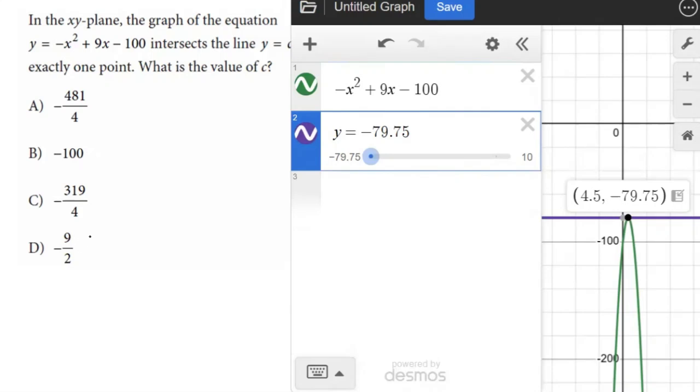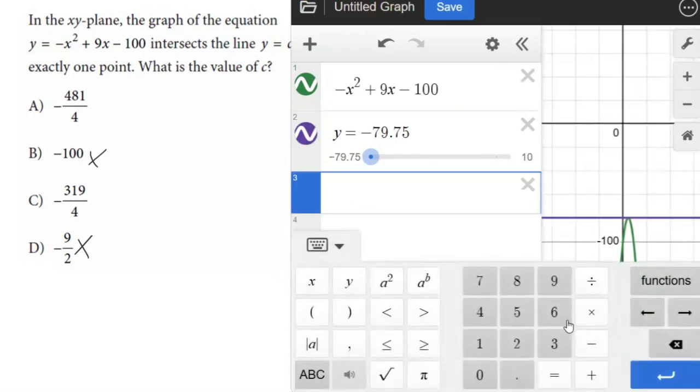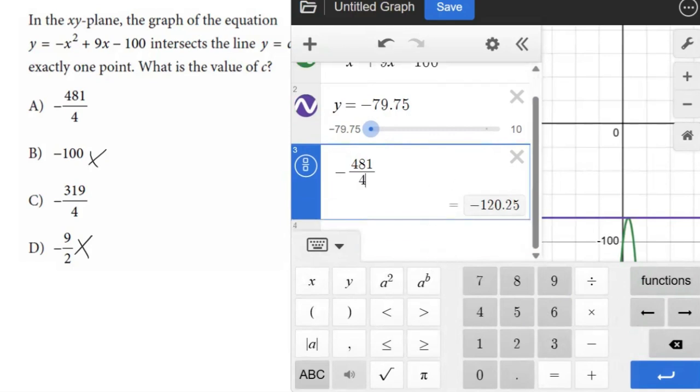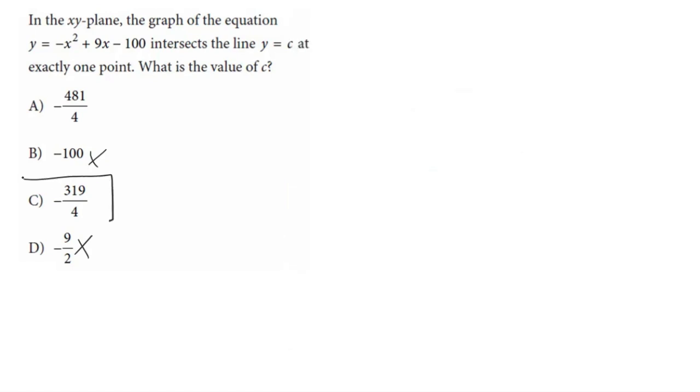So I know that this is not the answer D. Minus 100 is not the answer. It must be one of the given ones. So let me just check the A one. Minus 481 divided by 4. Oh, that's not the answer. So let's check negative 319 divided by 4. Yes, that is the correct answer. So C is the correct answer.